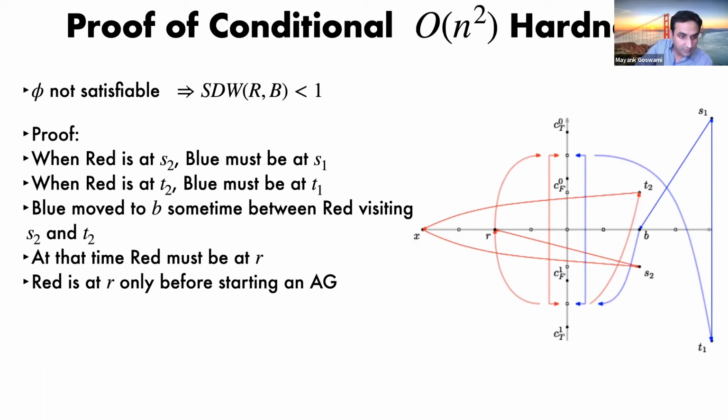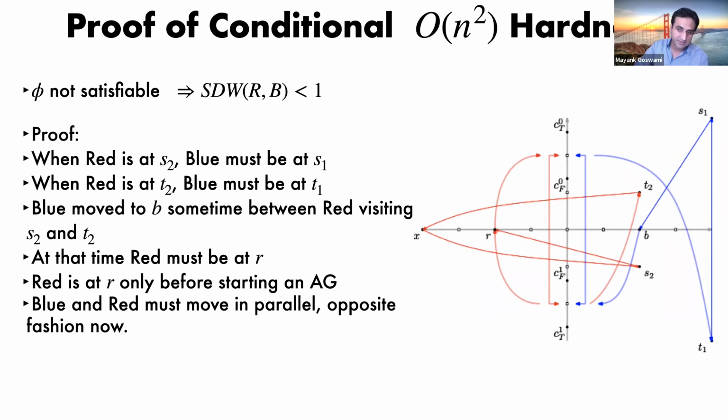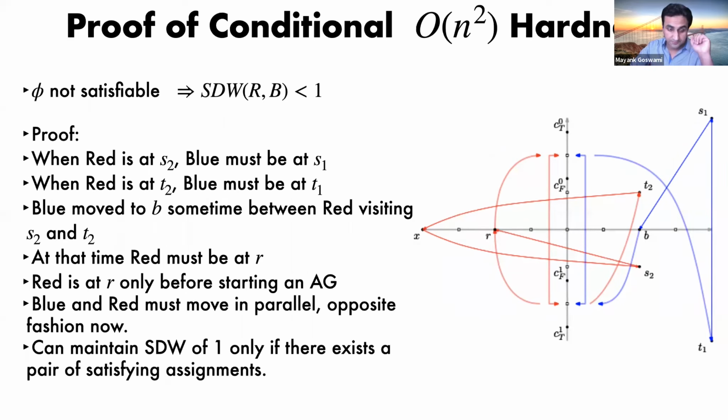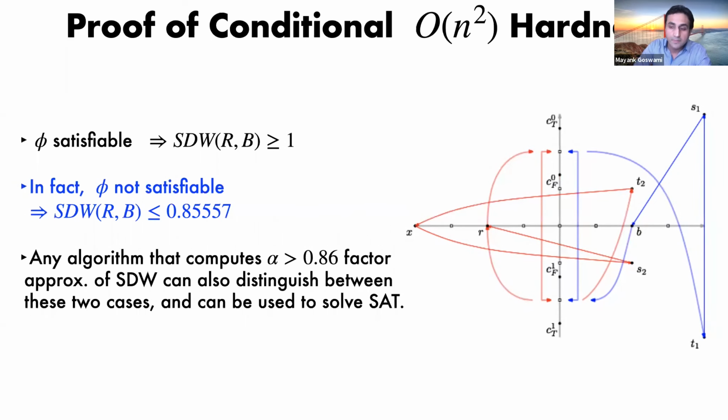So I mentioned this. So let's see. Right, so this is basically what I just said written down. So they can maintain a social distance of 1 if and only if there exists a pair of satisfying assignments. You can arrange the points and actually show that if the formula is not satisfiable, then they cannot maintain a distance better than this. And this is basically you arrange points in a way so that the best red and blue can do, if there is no satisfying assignment, is no better than this.